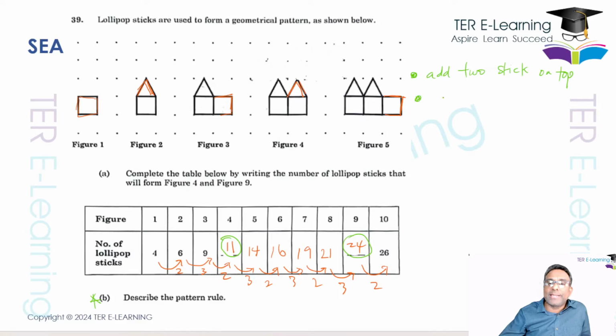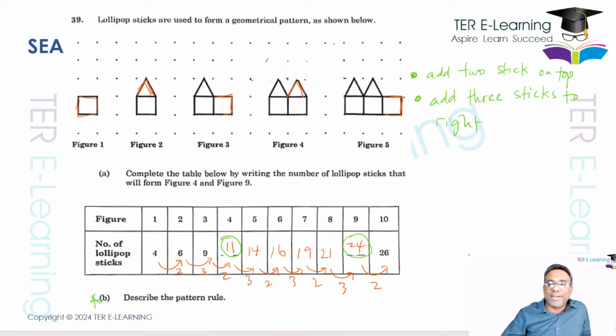And the next thing that we're going to do, we're going to add 3 lollipop sticks to the right, right? So that's a pattern that is repeating here, right? We added 2 on top, and then the next time we're going to add 3 on the right hand side, and that's it. That's basically what they're doing, right?